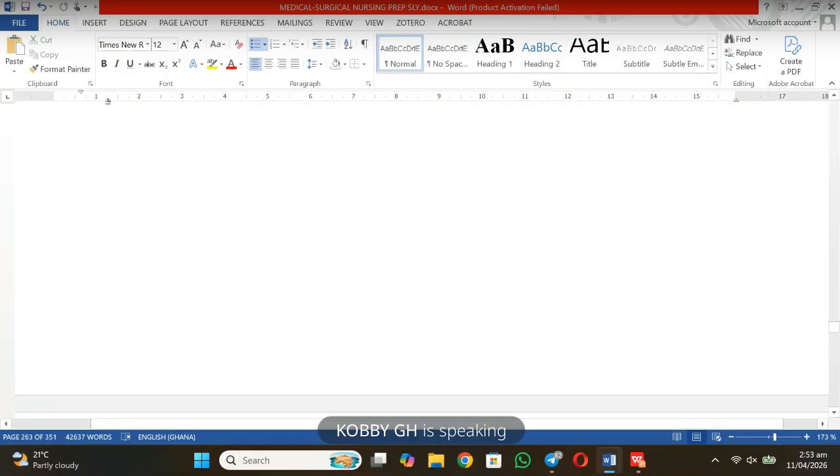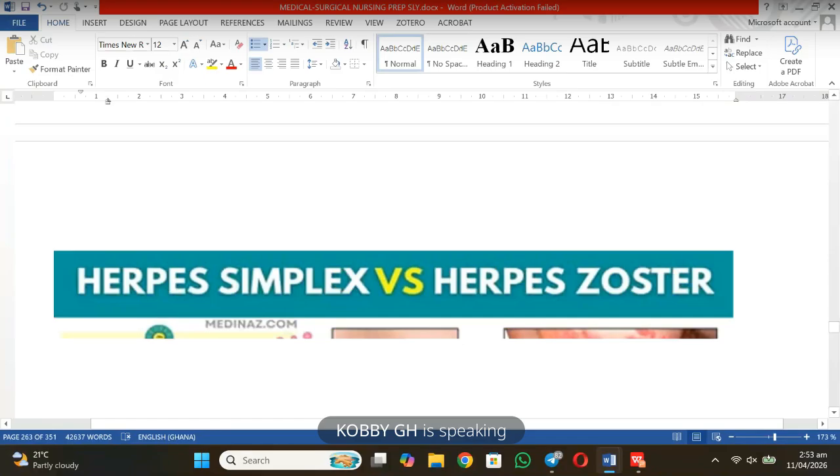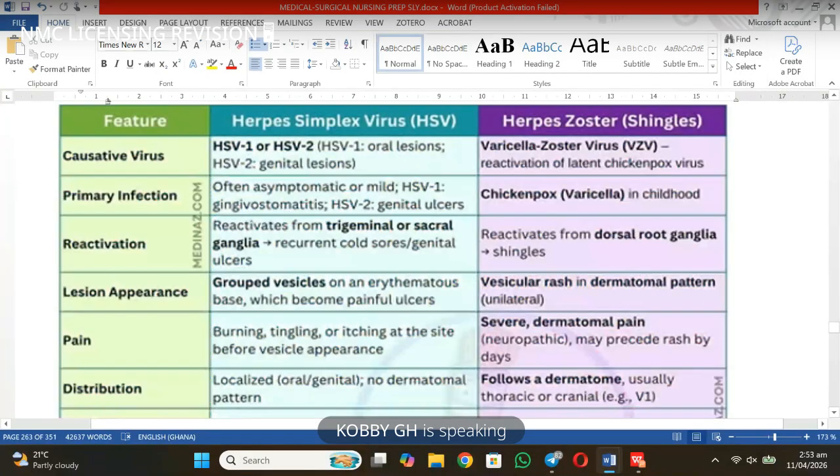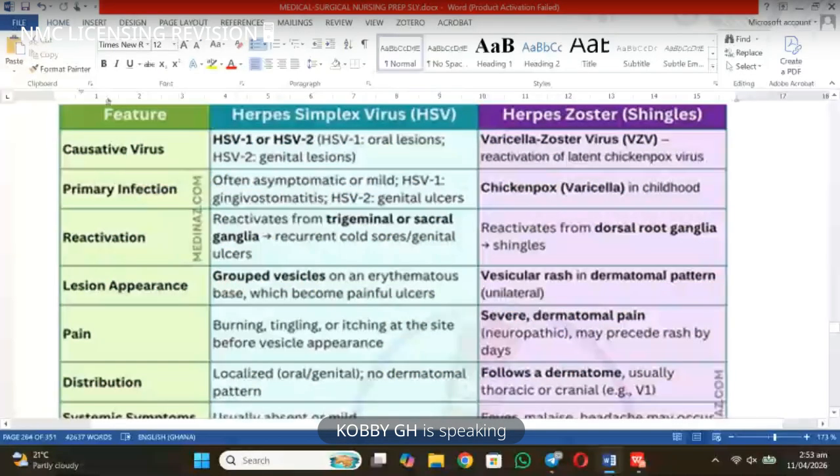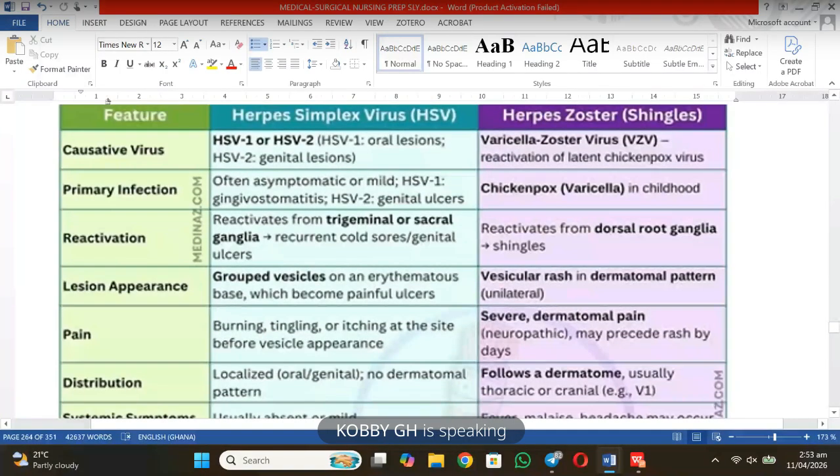Okay, so I've shown some differences over here. I mentioned the grouped vesicles on an erythematous base, which become painful. But specifically with zoster, there is a vesicular rash which is unilateral. Is that okay? Unilateral. Great.